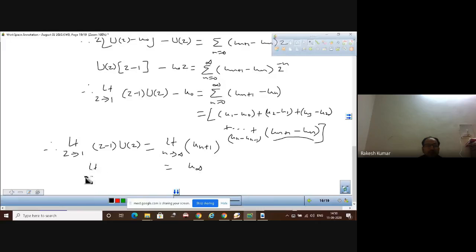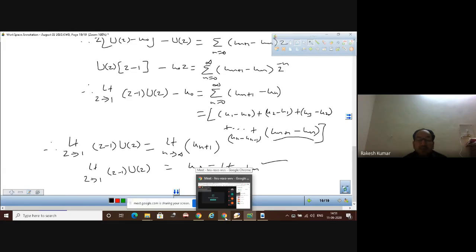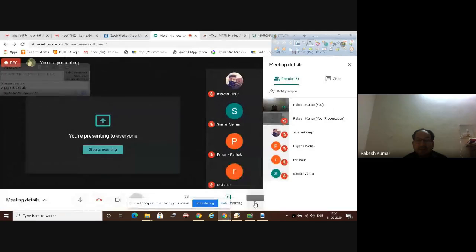So this is the limit as z approaches 1 of (z minus 1) U(z), and this is u infinity. u infinity can also be written as limit n approaches infinity of u(n). So this is the final value theorem. In this way we can prove the result. It is very easy, and we shall continue our class in the next lecture and do some examples. Thank you very much.